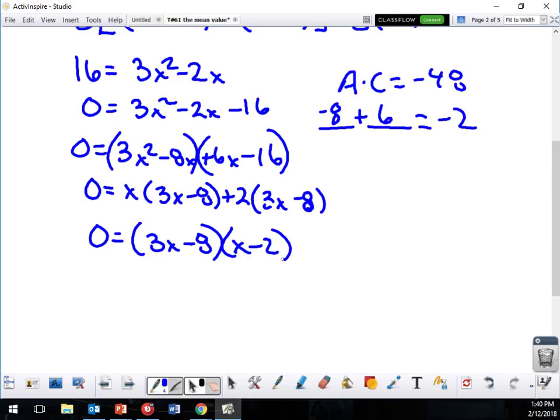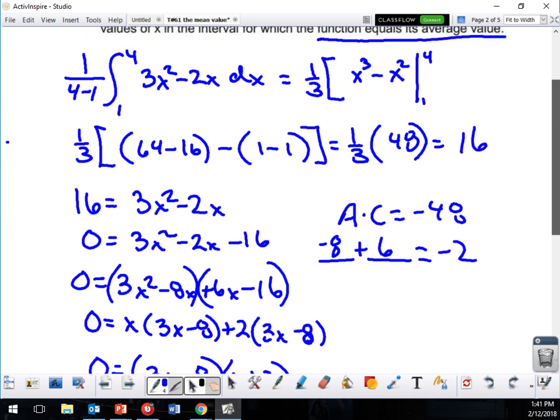Okay. All right, so now if I were to do this, set each one equal to 0. So here, x is equal to 8 thirds, and this one, x is equal to positive 2. Wait. Oh, wait, sorry, negative. That should be right there. So that'd be a negative 2. Sorry about that. All right, so from here, I have a negative 2 and 8 thirds.